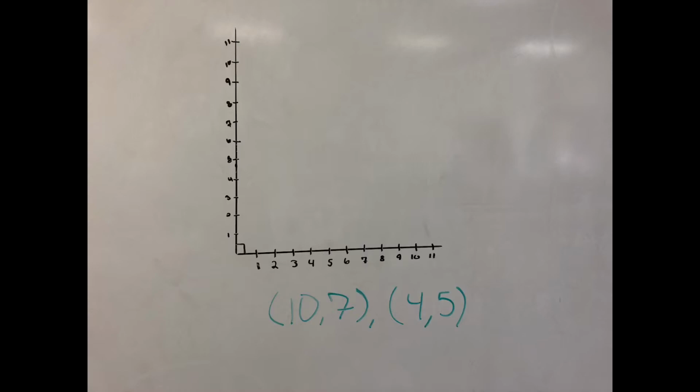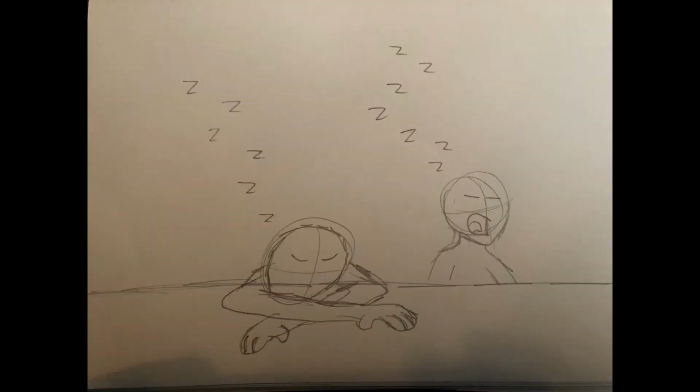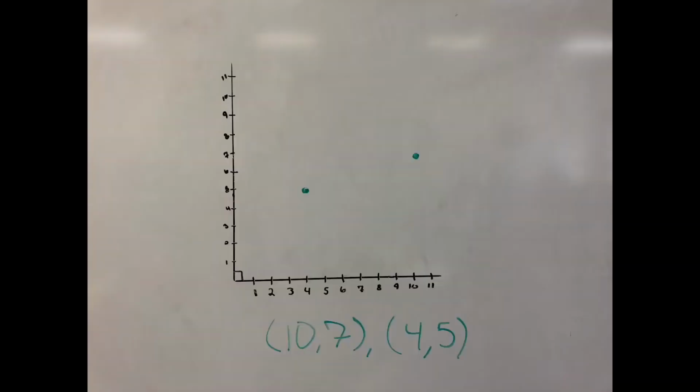So the points we have are 10, 7, and 4 and 5. Now we have to put them on the graph. Does anyone want to come up and do that? I'll take that as a no from everybody.